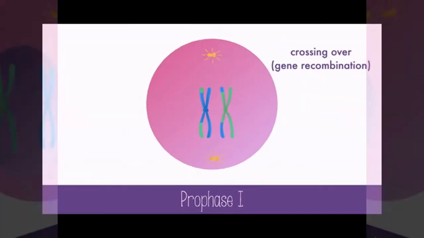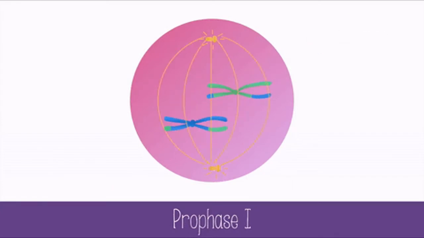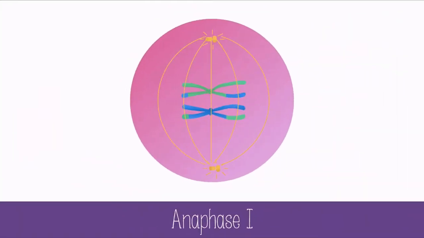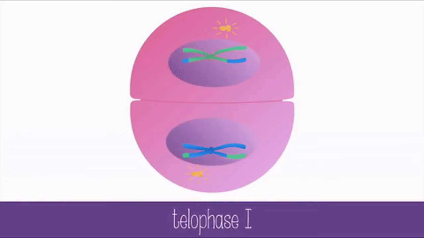Prophase 1, where the crossing over process occurs that causes genetic recombination. Metaphase 1, tetrads align on the equator. Anaphase 1, homologous chromosomes separate and move toward the poles. Telophase 1, each pole has a haploid set of chromosomes. Two haploid daughter cells are formed.